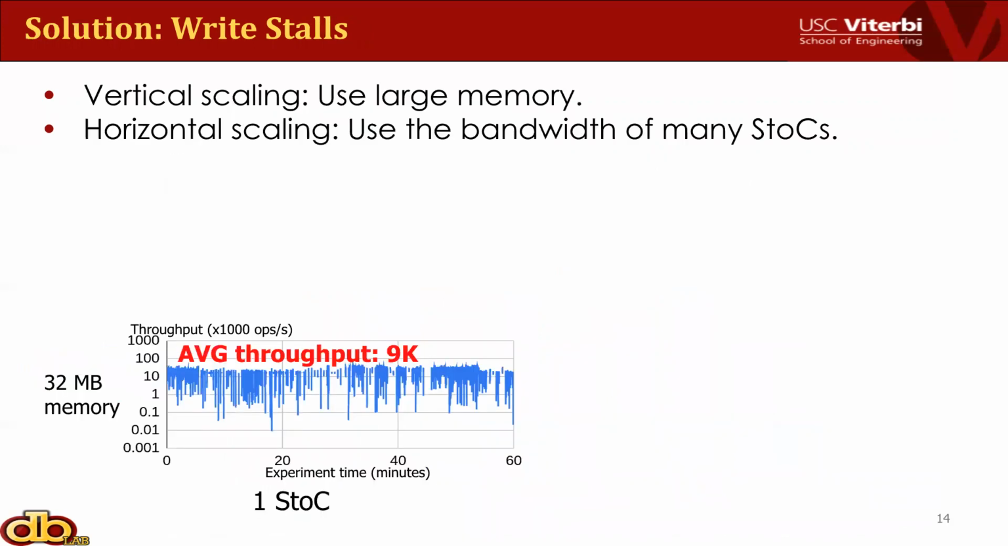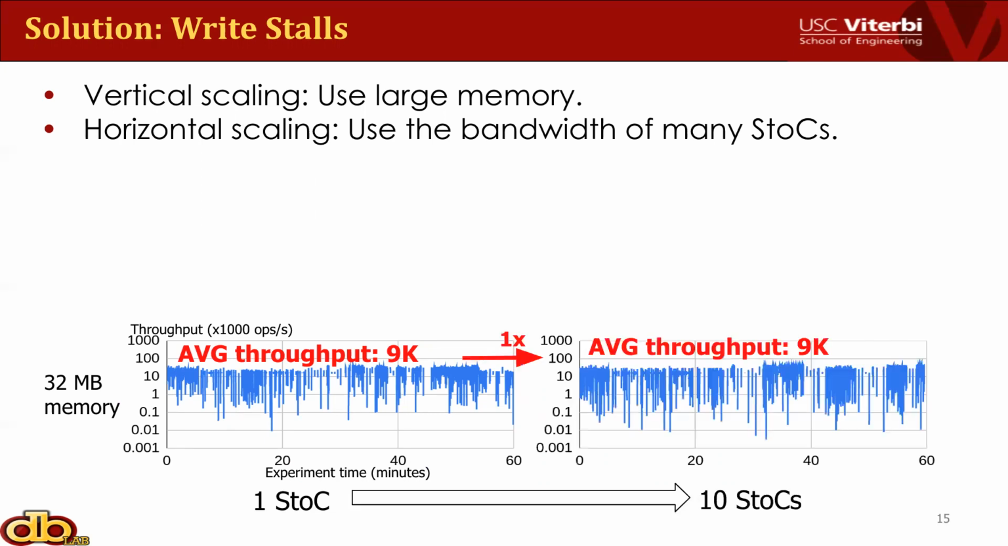Nova LSM may vertically scale the amount of memory assigned to an LTC, or horizontally scale the number of storage components to minimize write stalls. Scaling must be done intelligently. This figure shows the throughput of an experiment with one LTC of 32 MB memory and one storage component. Its average throughput is low, only 9,000. Next, I increase the number of storage components from 1 to 10. However, as you can see, the average throughput does not improve at all.